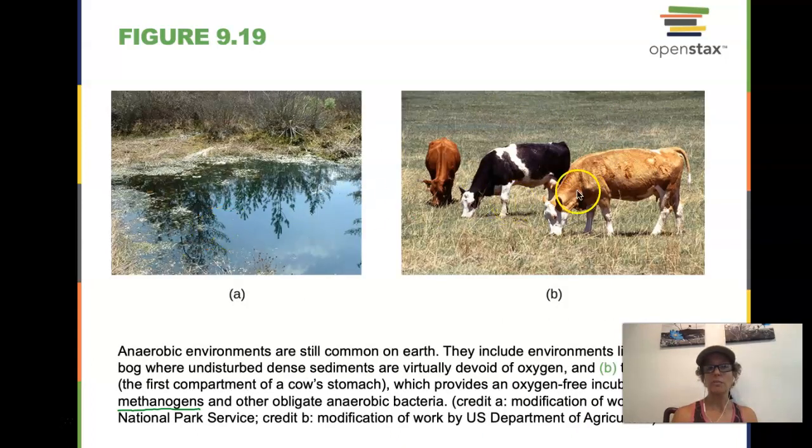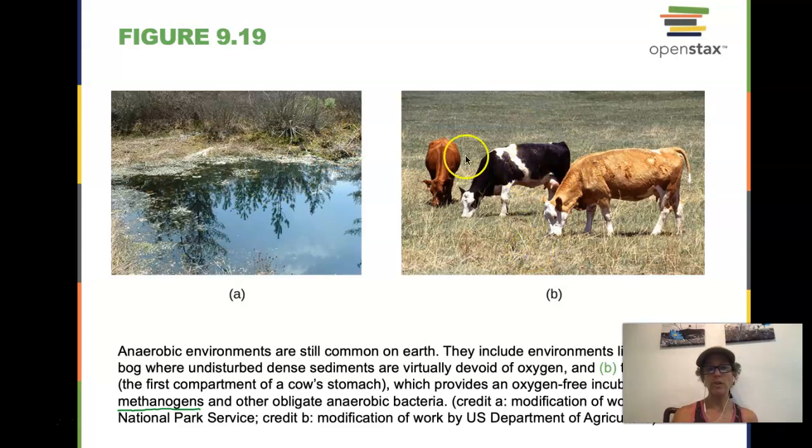A pond and some cattle are here to show anaerobic environments, environments lacking oxygen. That doesn't mean there are no oxygen atoms present. Organic matter will always have oxygen atoms in the molecules, but there's no oxygen gas, no O2. So this bog, if it's undisturbed, the mud at the bottom of it will definitely be anaerobic, settled down so that oxygen can't seep into those levels. There are definitely microbes that not only survive but flourish and require that lack of oxygen.